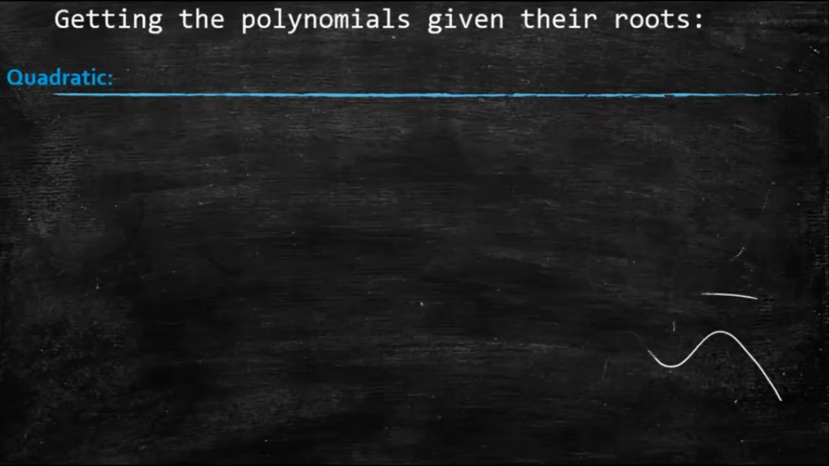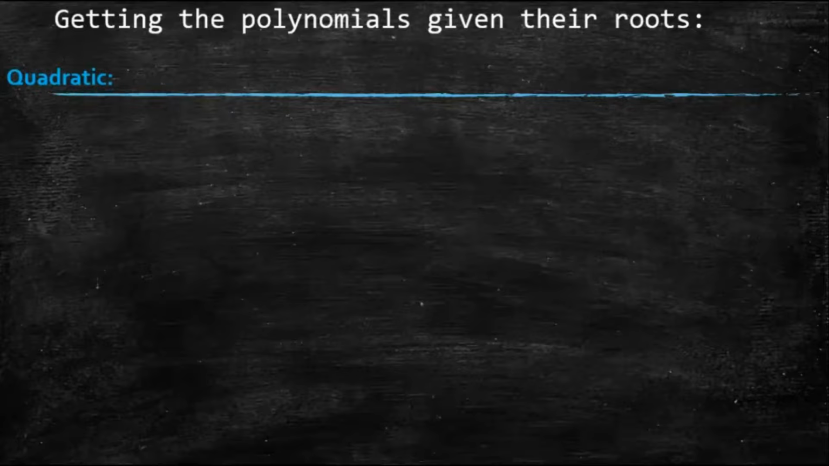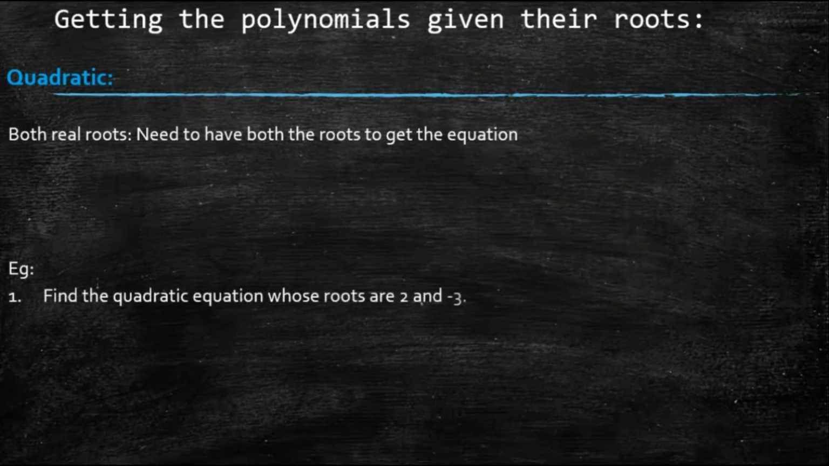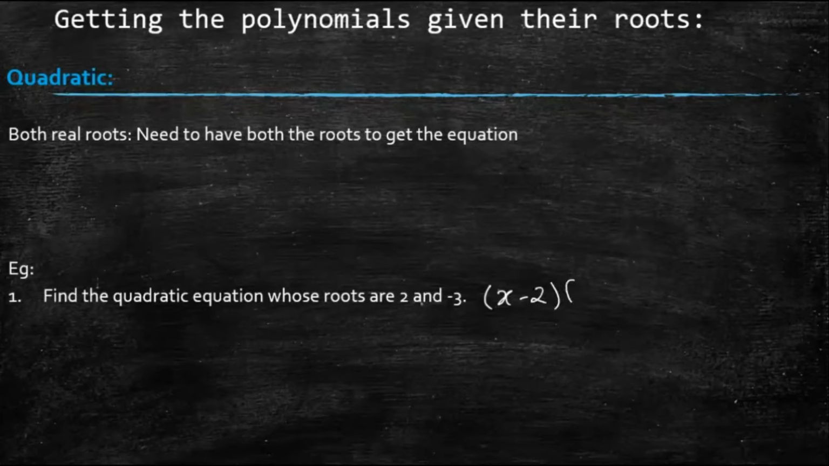How to get the polynomials using roots? That is, you are given the roots. How do you get the quadratic, cubic, or quartic? For quadratic, both real roots, you need to have both the roots given. For example, you can find the quadratic equation whose roots are 2 and 3. In this case, you can easily find the quadratic like (x - 2)(x + 3).